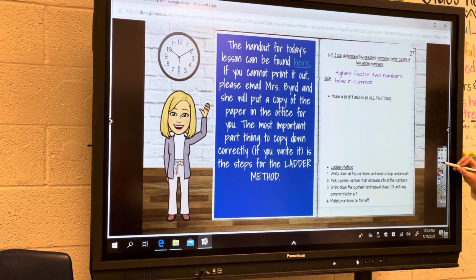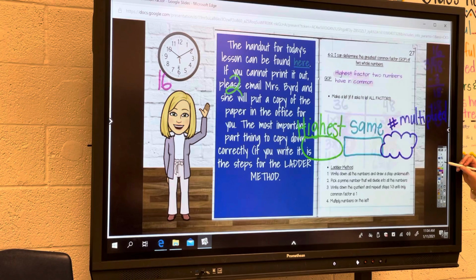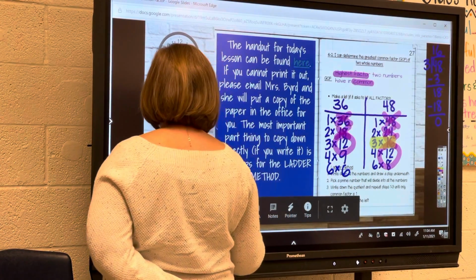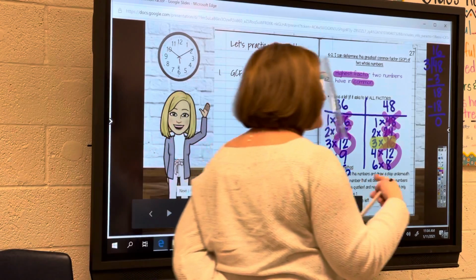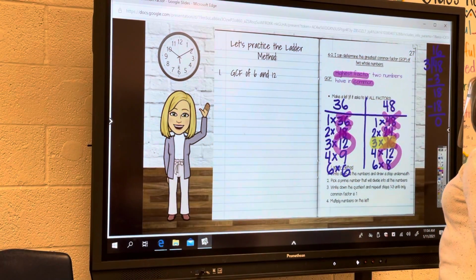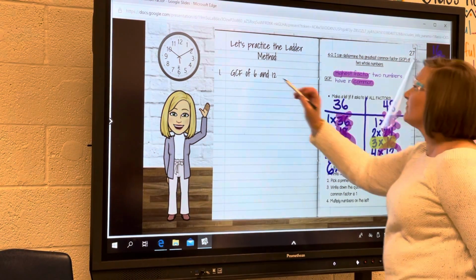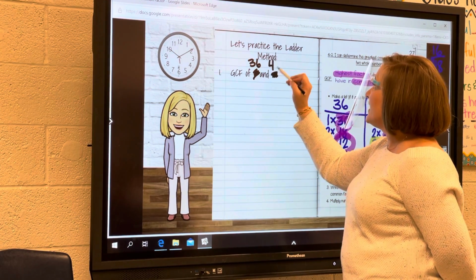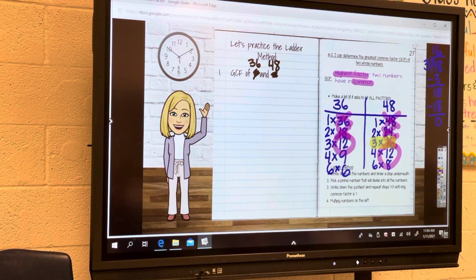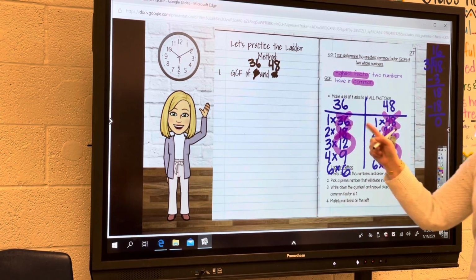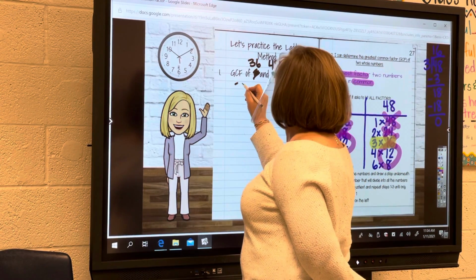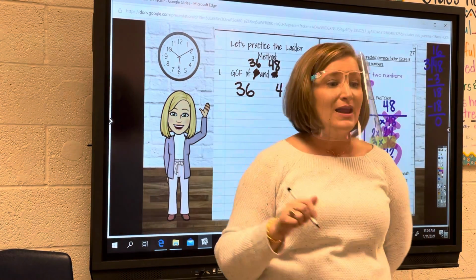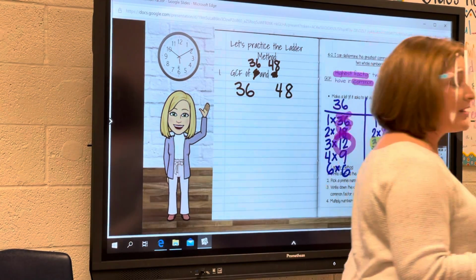I'm going to flip it. And if you're on your Google Slides, I'm going to switch. I'm not doing 6 and 12 right now. I want to do 36 and 48 to show you that it does work. Okay? So on the left side, I want you to write 36 and 48, and we're going to do the ladder method. You just have to do it at the bottom on the right.